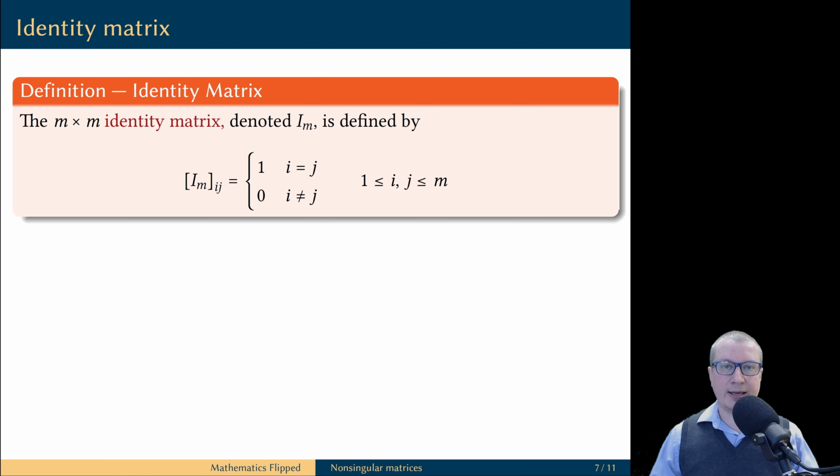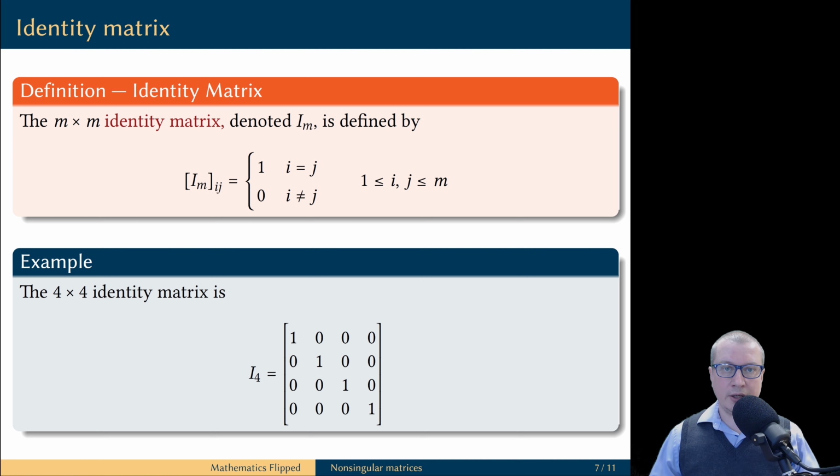Next, let's define a very special kind of square matrix called the identity matrix. This matrix is defined as follows. Its entries are either 1 or 0, and the entry is equal to 1 if the row index is equal to the column index. The entry is equal to 0 otherwise. Here is a visual example of a square matrix of size 4. As you see, it has 1s in the positions (1,1), (2,2), (3,3), and (4,4). These positions comprise the main diagonal of a square matrix.